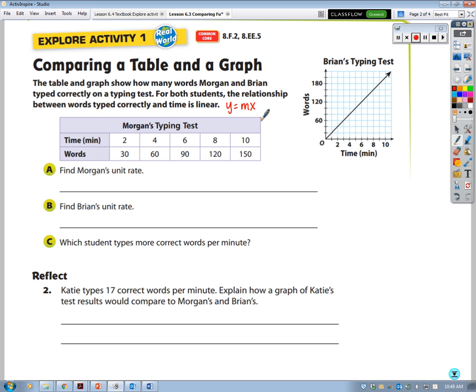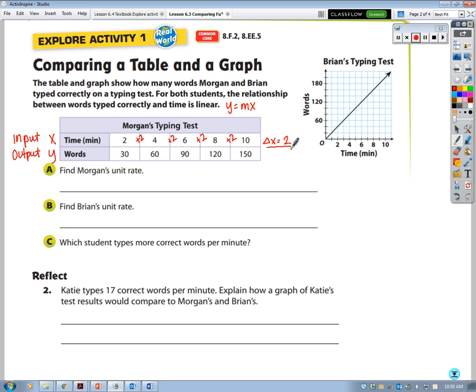And so we've got to find a couple different things here. First thing we've got to do is find Morgan's unit rate. So with the table, we're going to find the rate of change in x, which is our time, and change in y, which is our words. That means time is our input, and words is our output. All right, so let's go ahead and take a look at time. So we're increasing by 2 minutes. So for 2 minutes, our change in x, right?